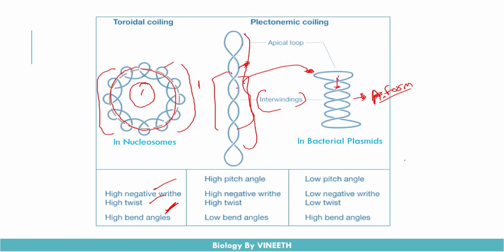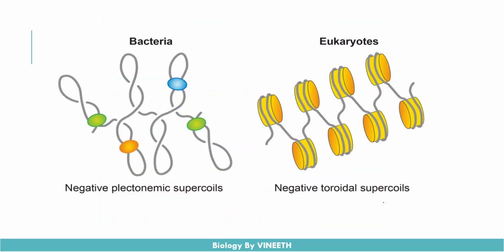Okay, and if we look at this plectonemic supercoiling, it actually has a low pitch angle, because you are compressing the DNA molecules from either side. That causes the low pitch angle, and also we have high bend angles on the bacterial chromosomes. This high bend angle is mainly seen when different types of scaffold proteins attach to the DNA molecules. These are some kind of extra proteins which bind to the supercoiled DNA, and this kind of binding actually makes the bend angles high.